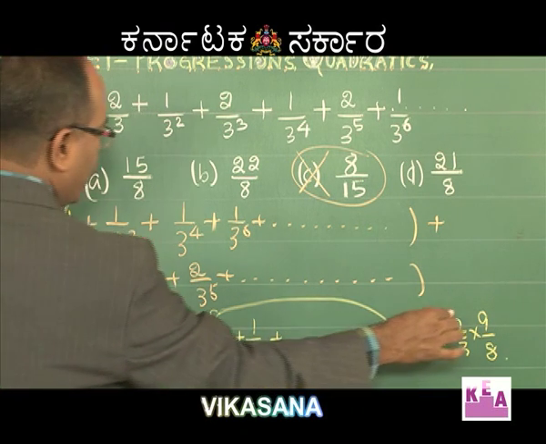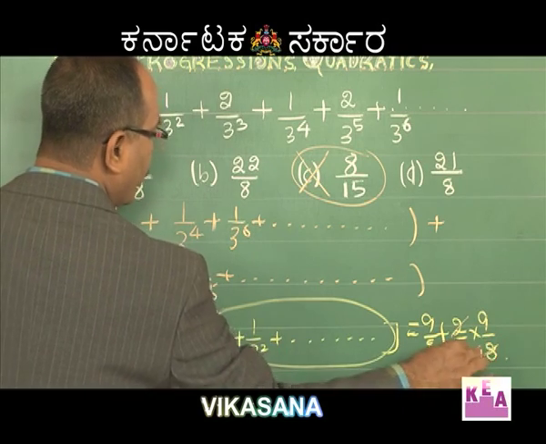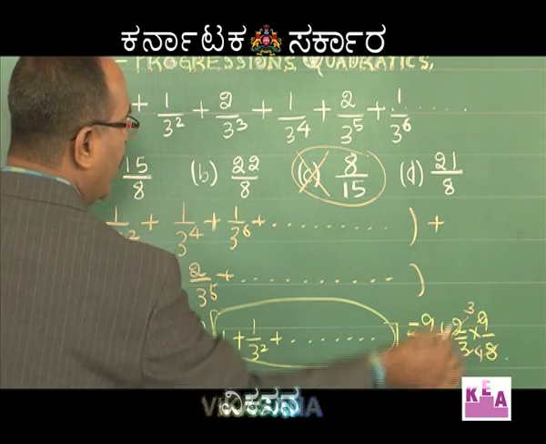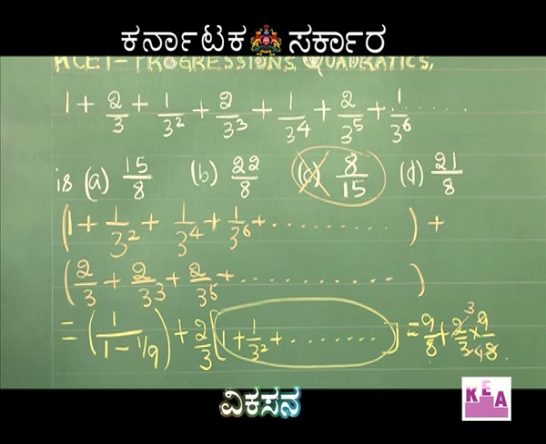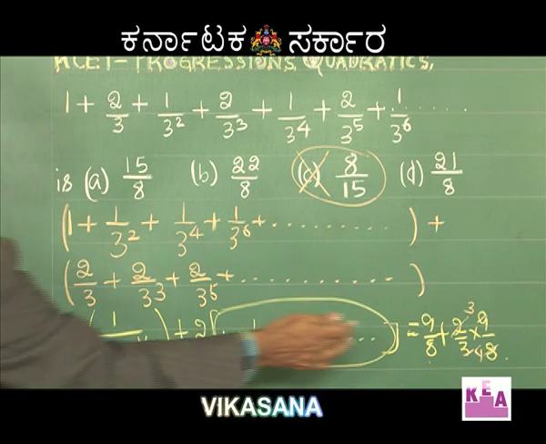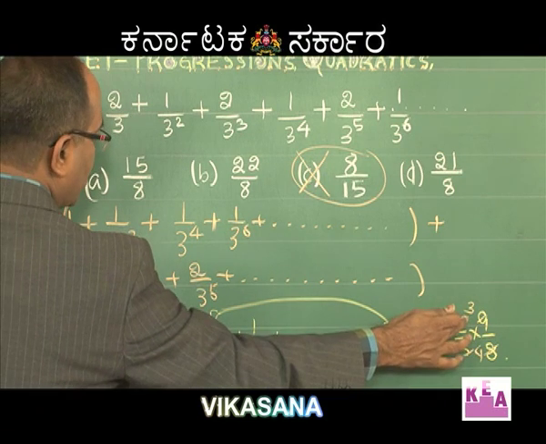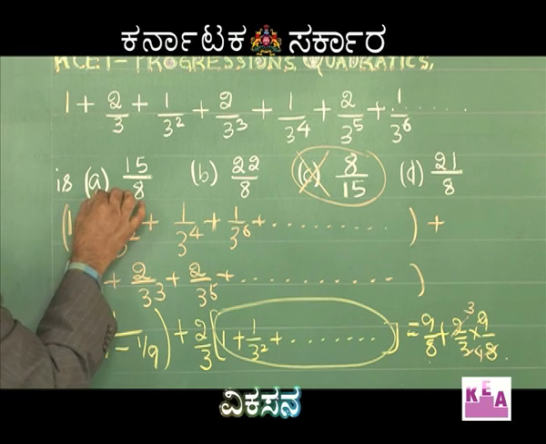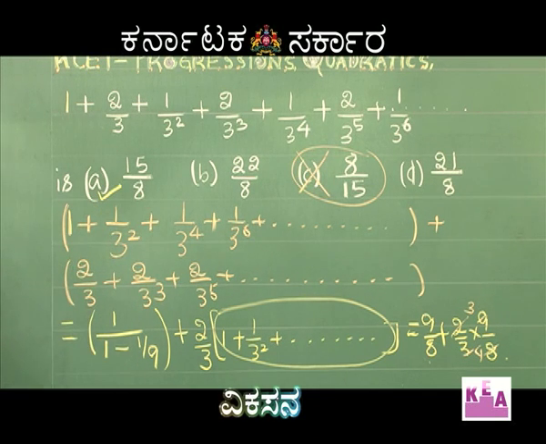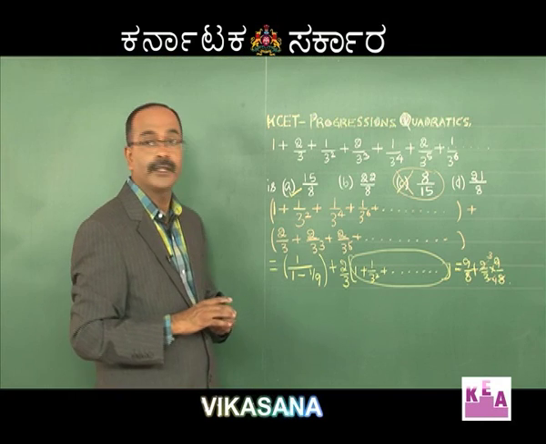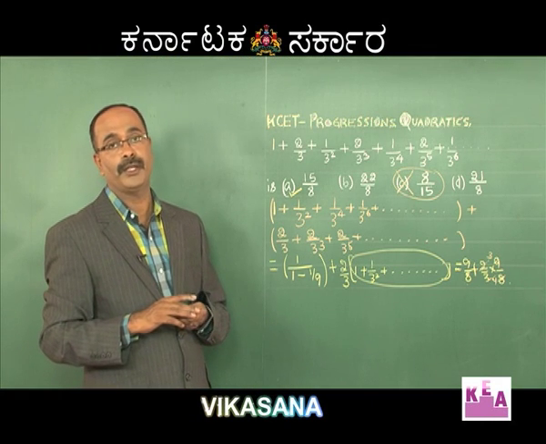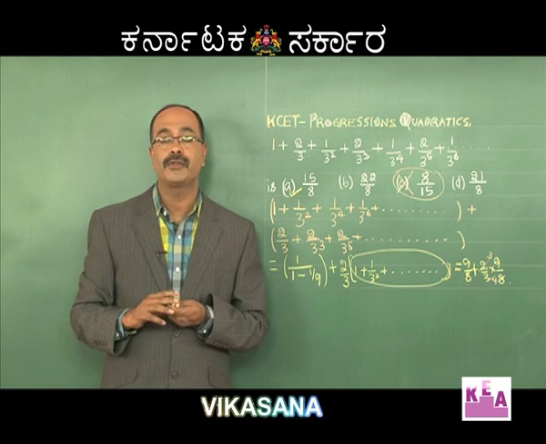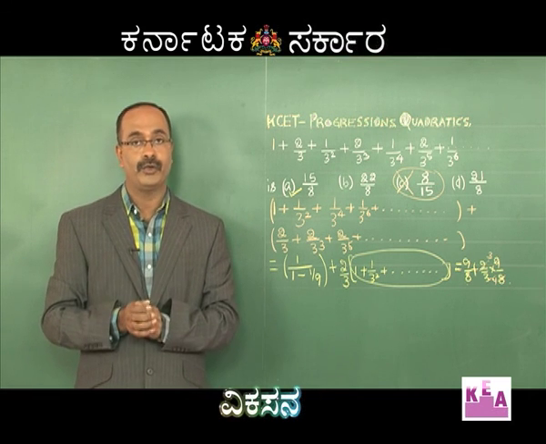So, can we simplify anything here? 2 fours are 8, and 3 threes are 9. 9 by 8 plus 3 by 4. What is 9 by 8 plus 3 by 4? 8 is the common LCM. 9 plus 6, that is 15 by 8. Got it, dear students? That simplification will straight away give us 15 by 8. Option A is correct. I think this is the simplest way to approach this particular problem. I hope, dear students, you have followed this. Now, let us go to the next problem.